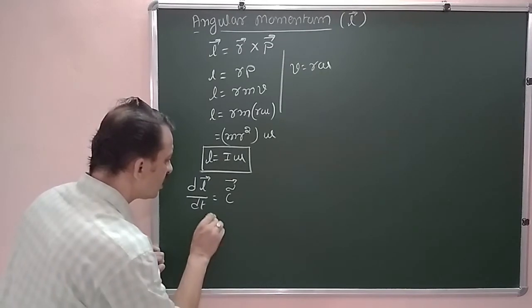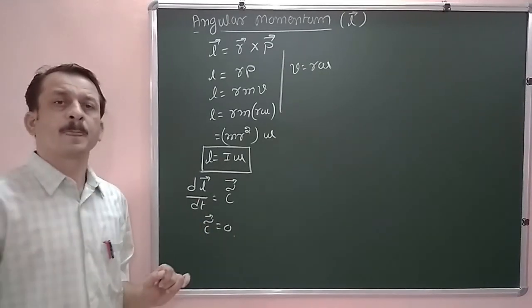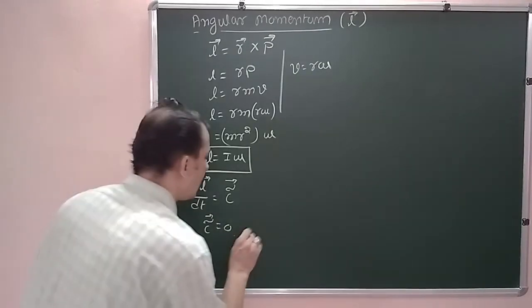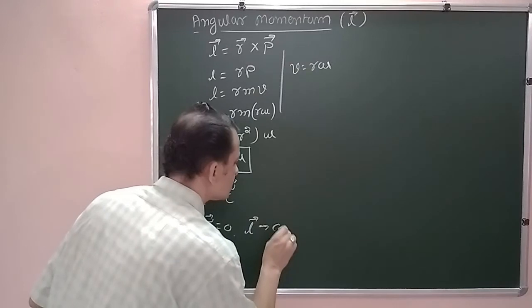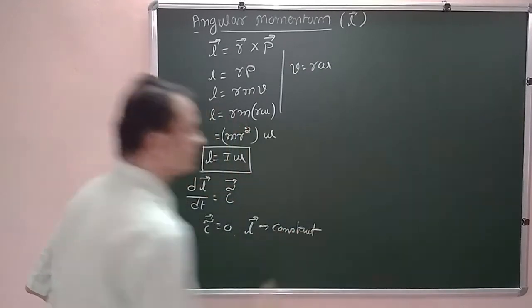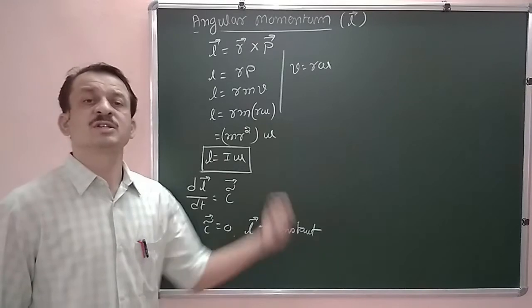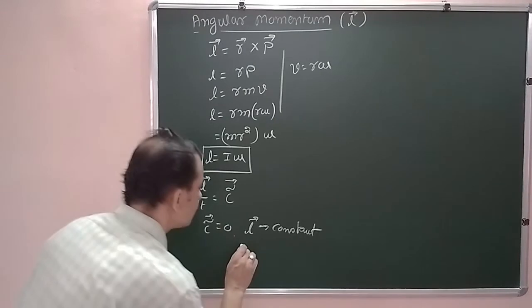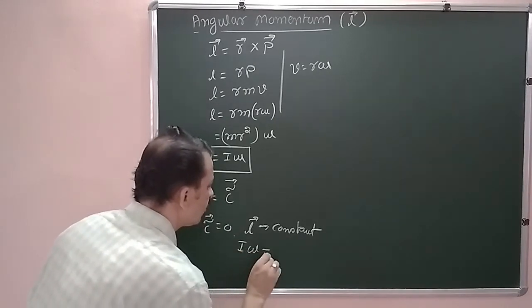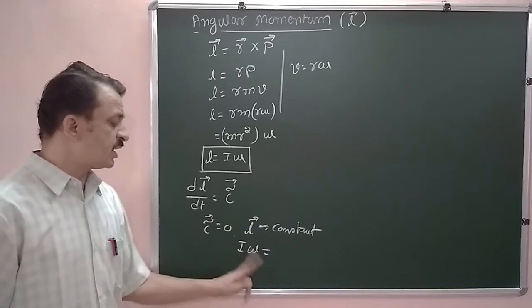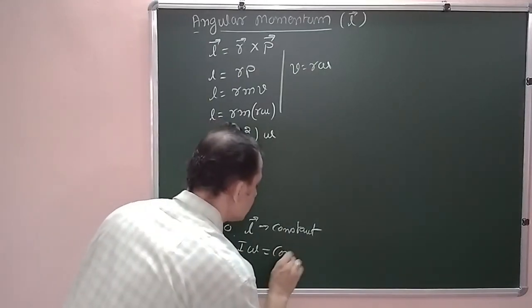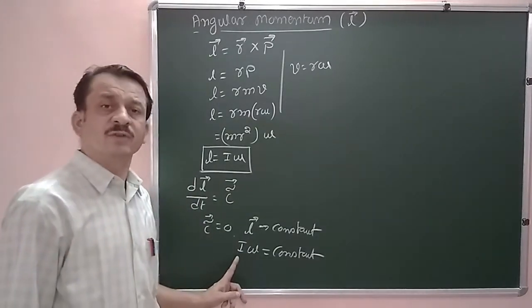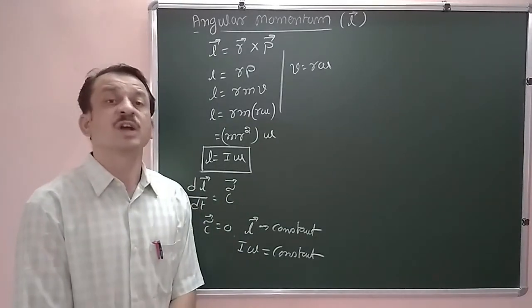If the external torque acting on the system of particles is equal to 0, then angular momentum remains constant. That means angular momentum is always conserved. Angular momentum remains constant means the product of I and omega, moment of inertia and angular velocity, remains constant.